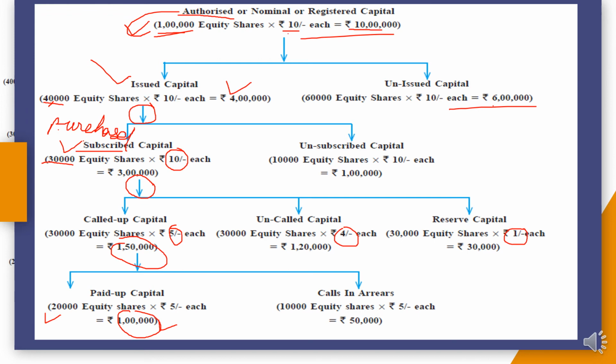So students, as of now you can see, paid-up capital means the company is calling 5 rupees from each subscriber, meaning 30,000 subscribers, but only 20,000 have paid the amount. So this is known as paid-up capital. And out of 30,000, 10,000 have not paid 5 rupees. So the 50,000 is uncalled money, or we can say unpaid-up money, or we can say calls in arrear. Okay students, so this is unpaid capital or calls in arrear.